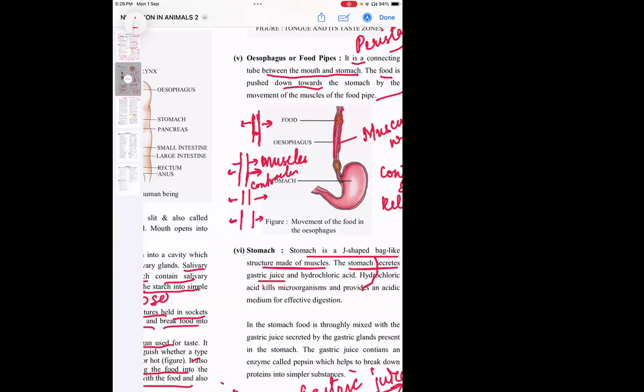Then after a second itself, again they will come back to the original position, which is relaxation. So they have contracted themselves, they have relaxed themselves. Again contract, again relax. So because of this, the food gets pushed downwards.